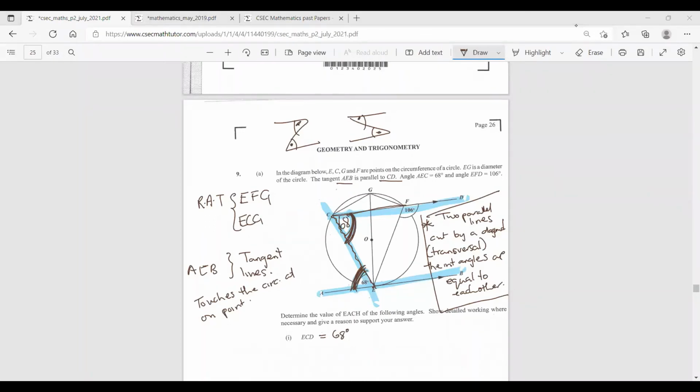So we identified the two parallel lines, which are CD and AB, and they are cut by a transversal line, which is the diagonal line. We see a shape forming like a Z, and the interior angles are equal to each other in that particular shape. So because at the bottom was 68, on top will also be 68. And that's our answer for ECD.